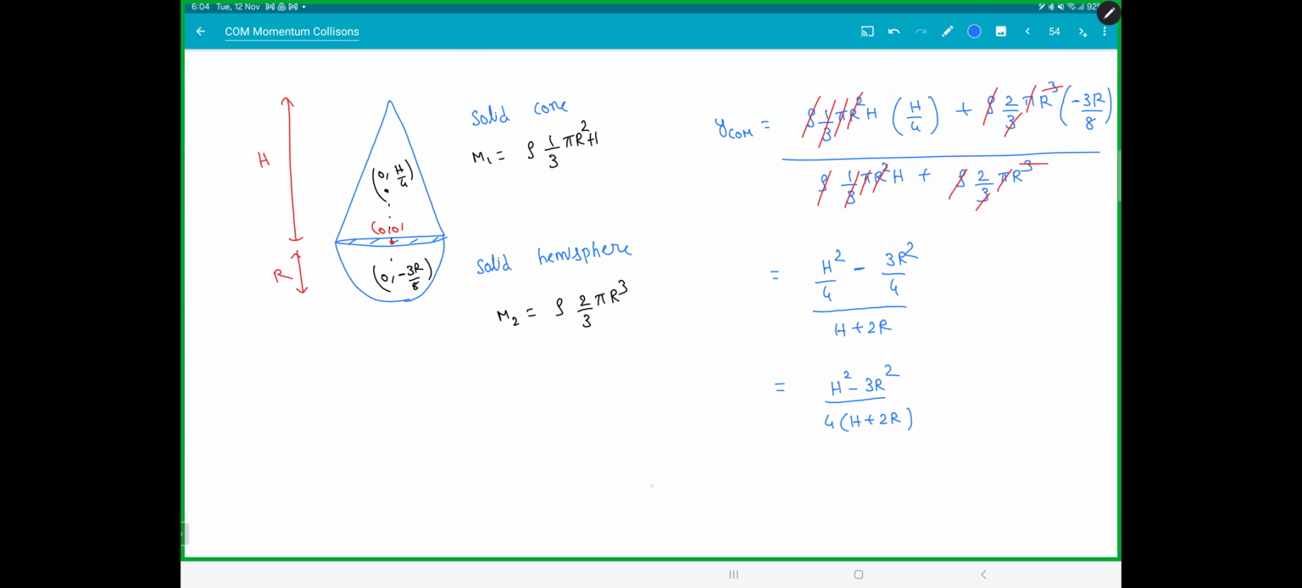Now, a simple question would be like this. If you take h is equal to root 3 r, y center of mass will be 0. Meaning it will be exactly at the origin. Please have a look at the calculations. There's nothing there. If you know how to calculate mass and if you know center of masses, you're done.